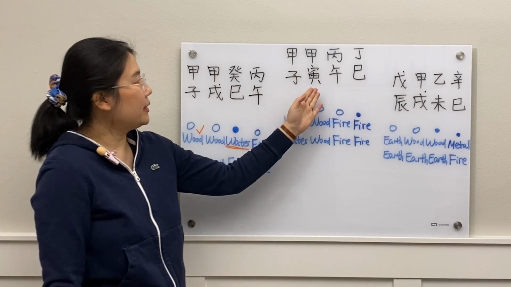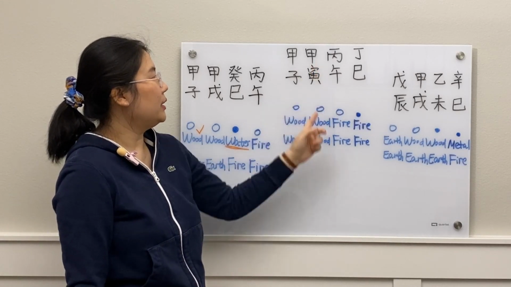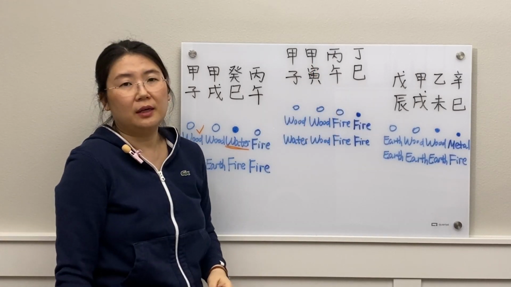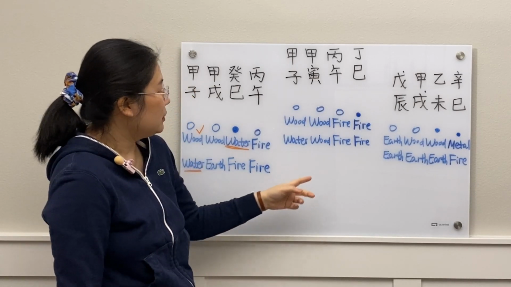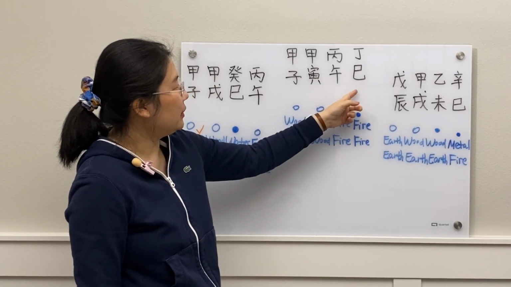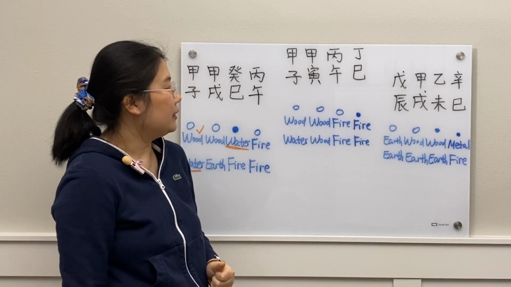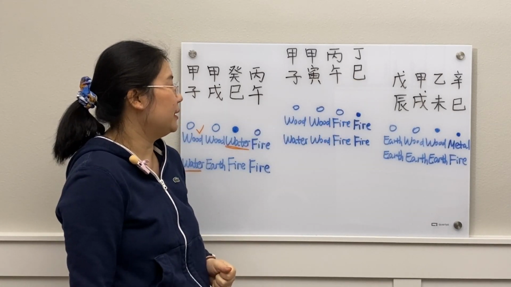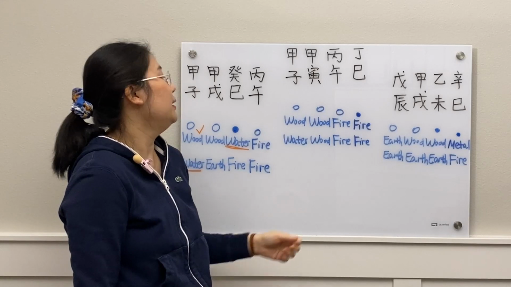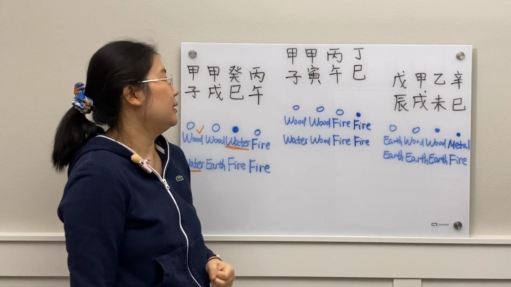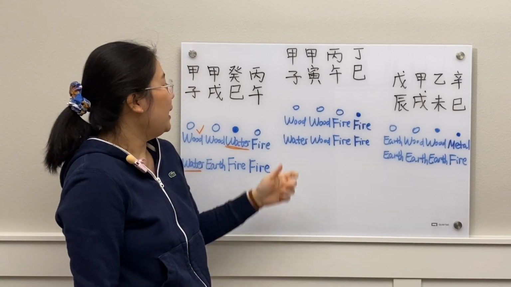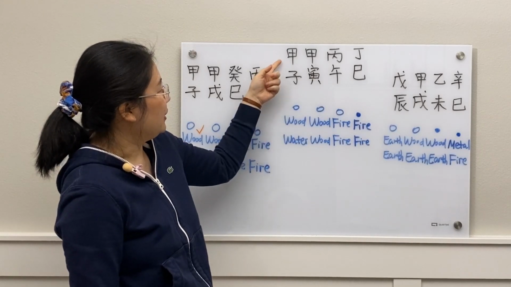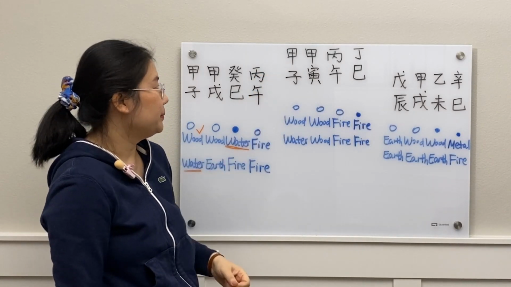So the second example is this Yang wood born in the month of June. So your annual pillar is this Yin Fire and Yin Fire. And the monthly pillar is Yang Fire and Yang Fire. And the daily pillar is Yang Wood and Yang Wood. And the hourly pillar is Yang Wood and Yang Water.